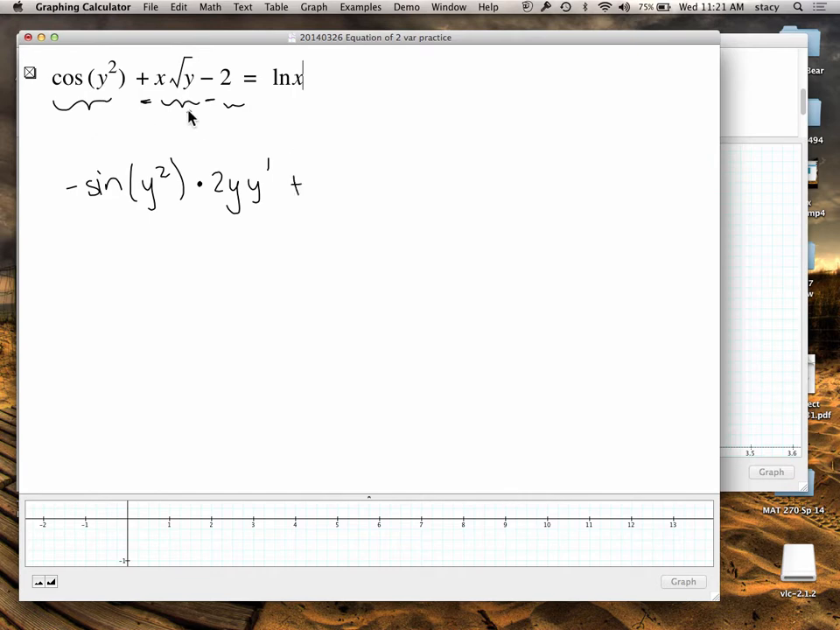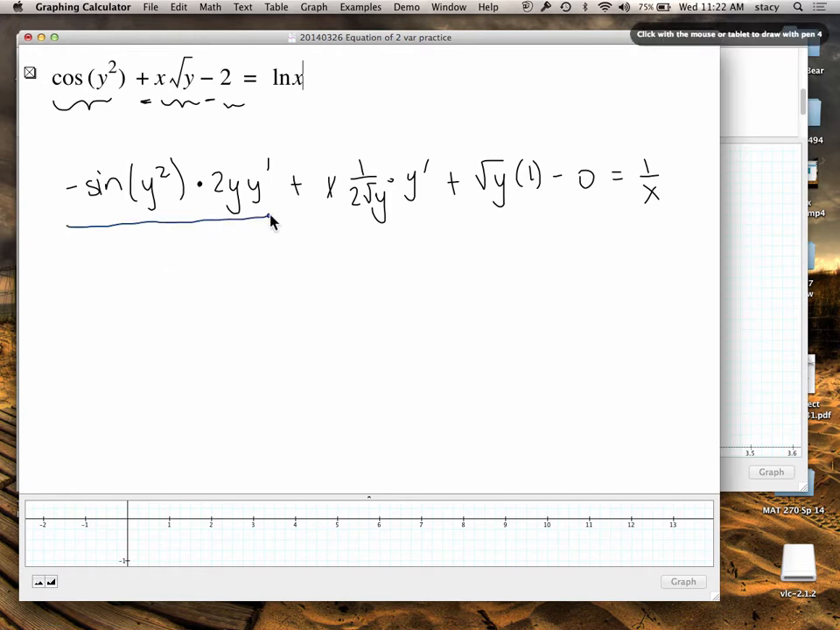The second term, that's a product. So I can say it's x times 2 square root of y times y prime plus square root of y, right? There's a times 1 in there, okay? You don't have to write that. And then minus 0 equals 1 over x. Okay, so then you don't have to write the minus 0.